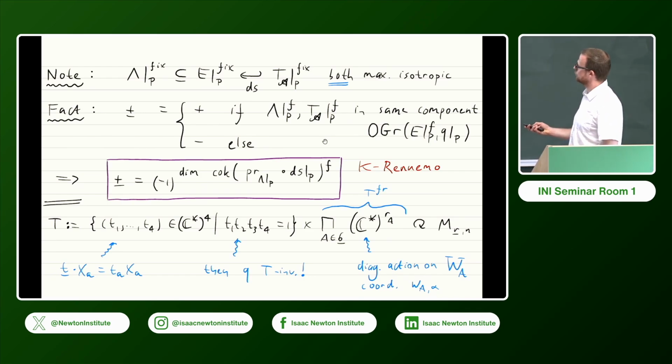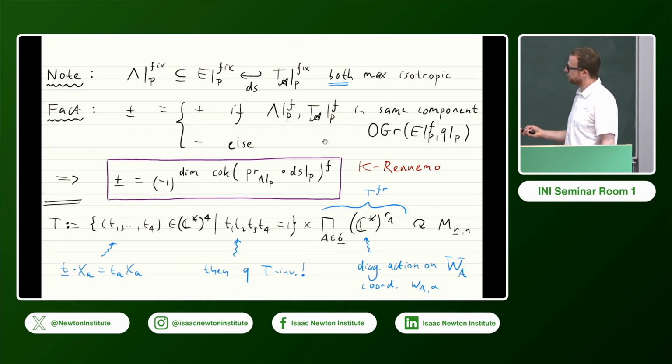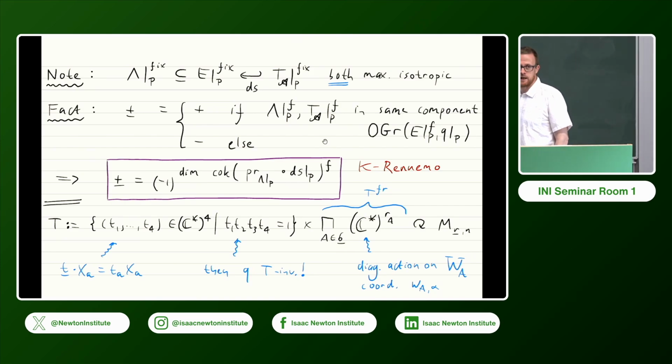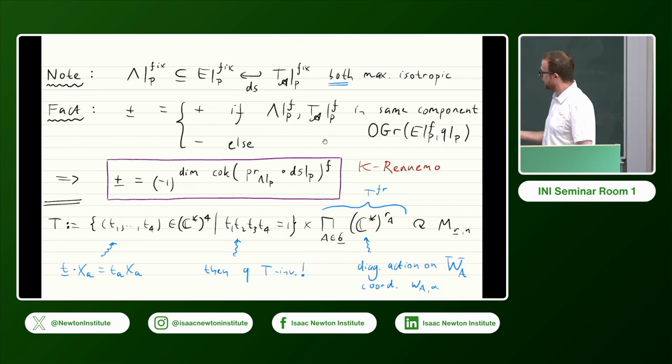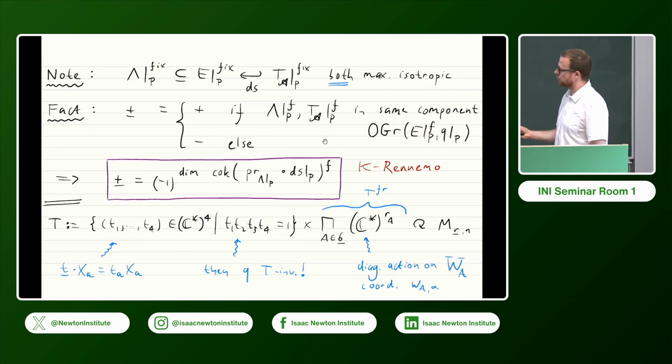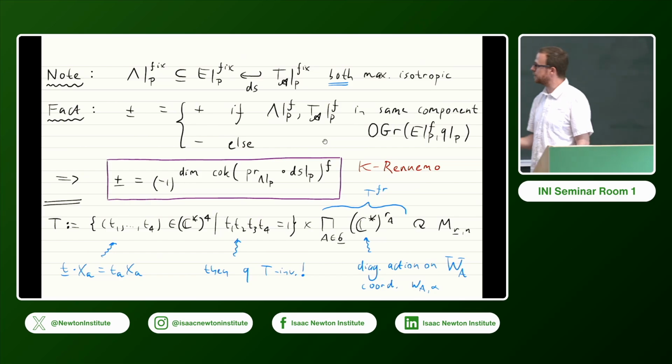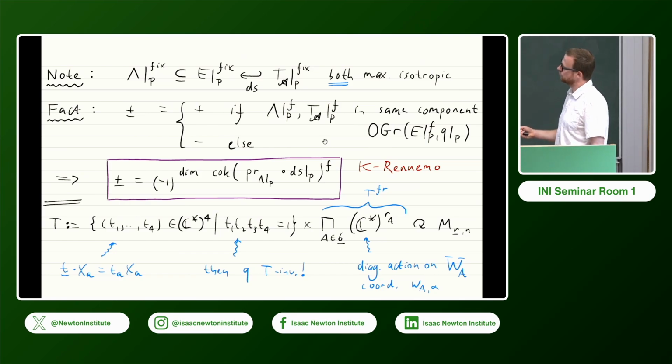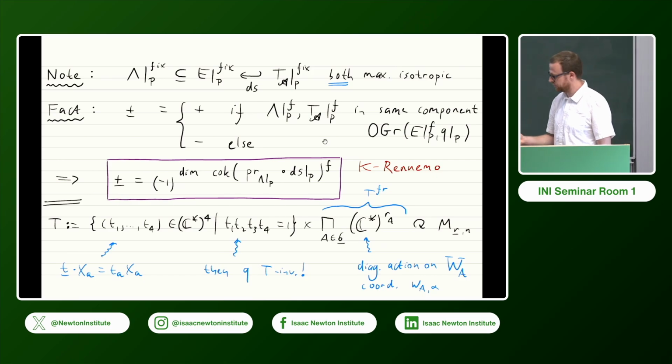And then there's a second torus part, and this is just acting on the framing. It's the product over all a in 6 bar of C star to the r_a. So this is just a diagonal action on these spaces W_a. And we use coordinates w_{a,alpha} for this part of the torus. So all of this acts on this moduli space of representations. And in case of the Hilbert scheme, we also have this torus, but then we just leave out this second part.